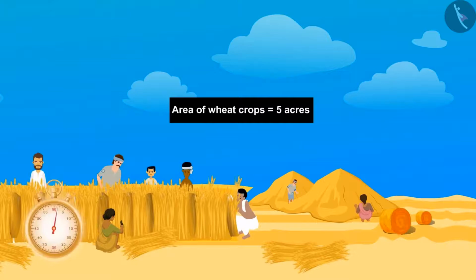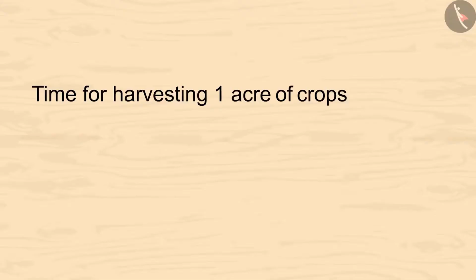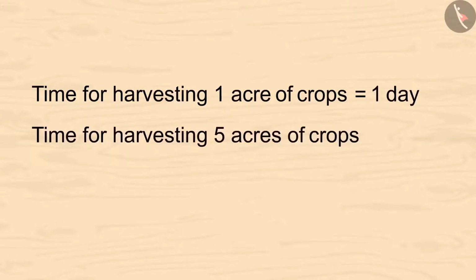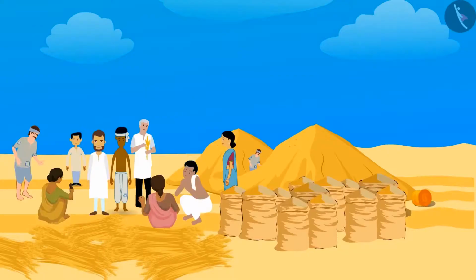Kids, you can pause the video and calculate it. If it takes 1 day to harvest 1 acre of crops, so 5 acres of crops will get harvested in 5 days. See, together they harvested the whole field in 5 days.